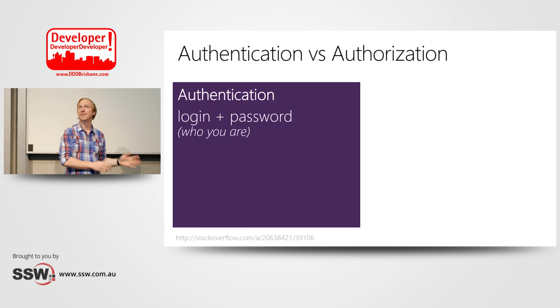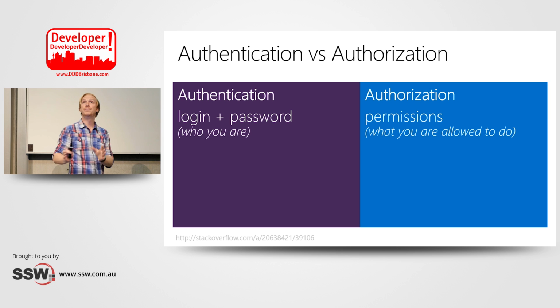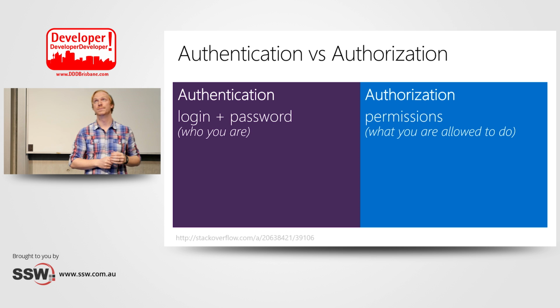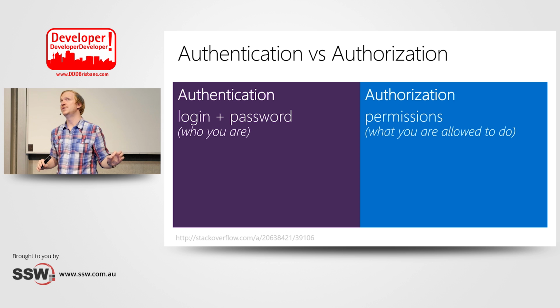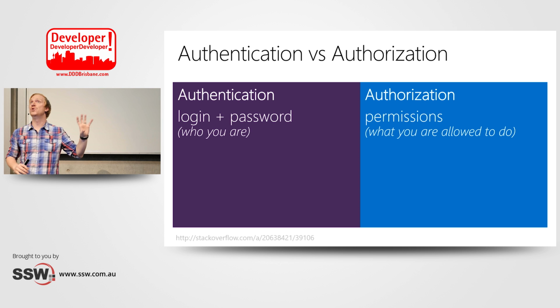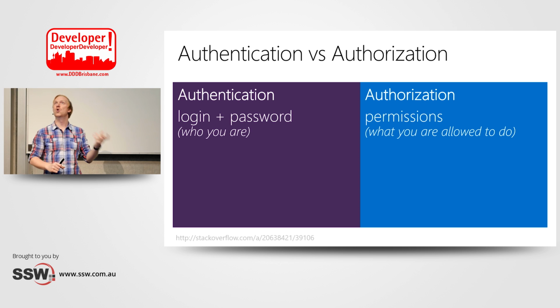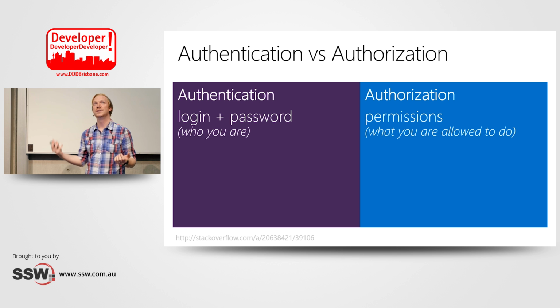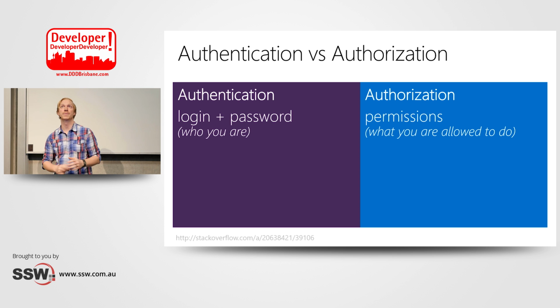So you use your login and password to authenticate, and you get permissions to access something. So the way that we can see this is that authentication gives you your identity. That's OpenID Connect. Authorization, that's OAuth. That gives you permissions to something.